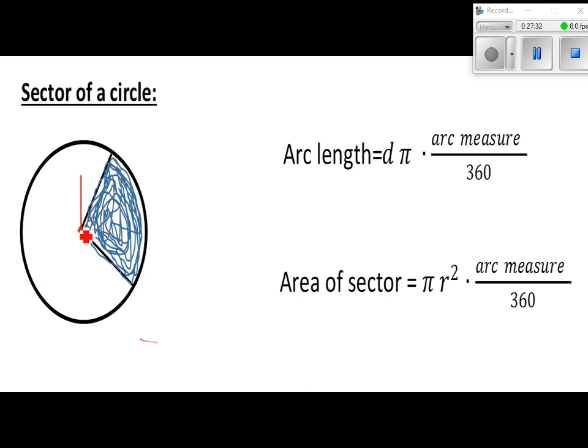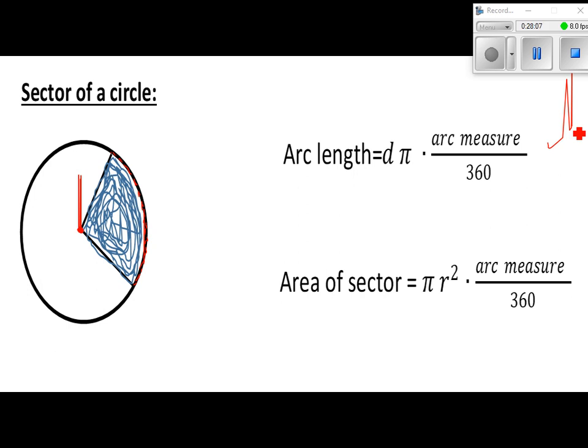So if we have this sector, ignore that extra stuff. If we have this sector, a section of a circle, then there's a couple of different things you could do. The arc length, we can find the length of the arc, like if we were walking around the circle, by using this formula. Arc length equals diameter times pi times the arc measure divided by 360.